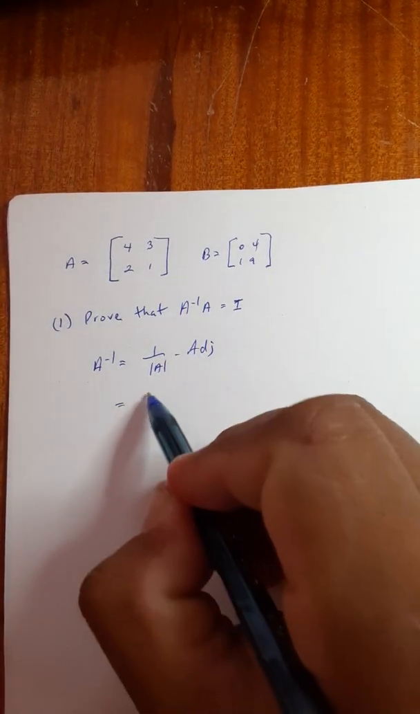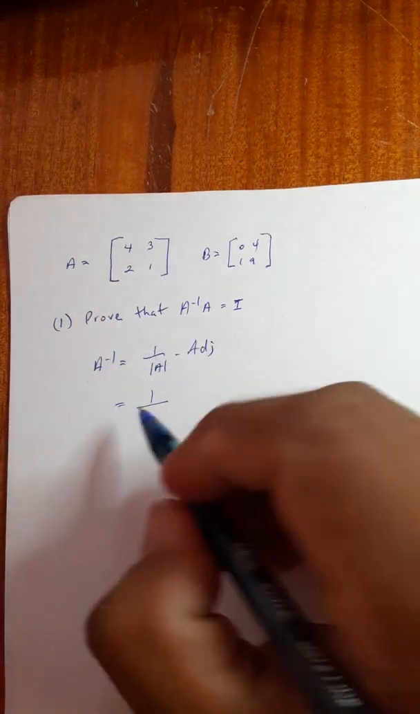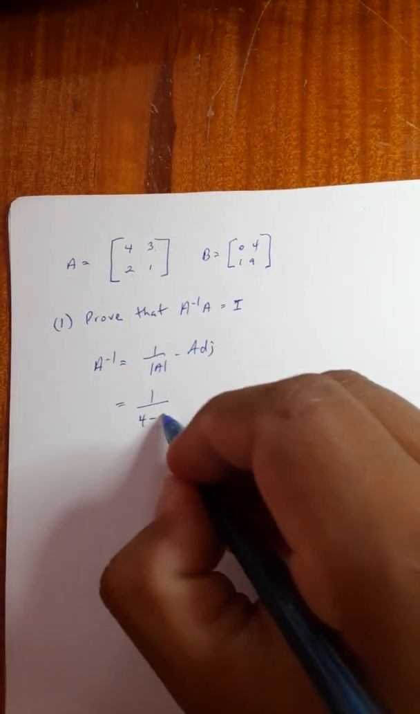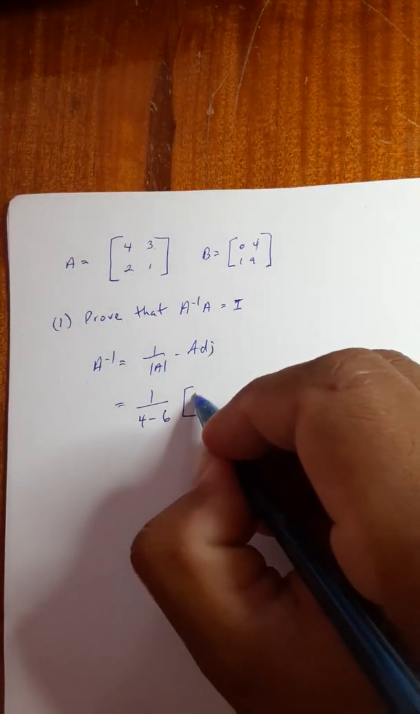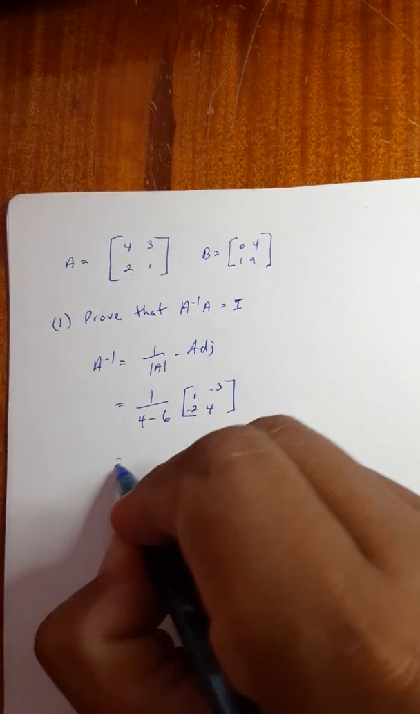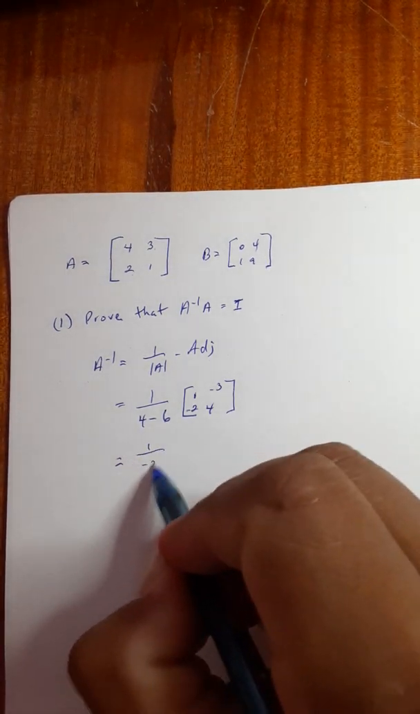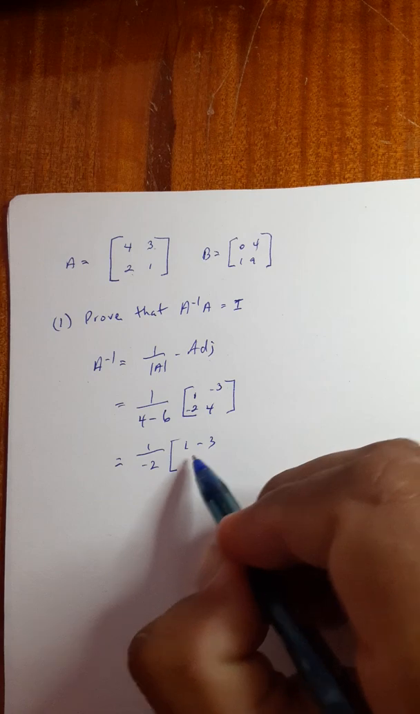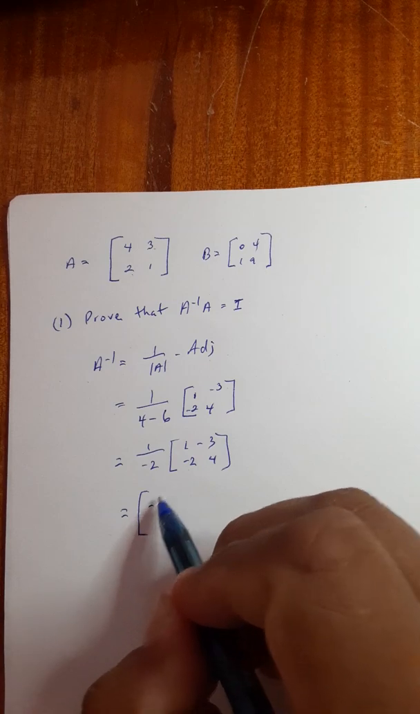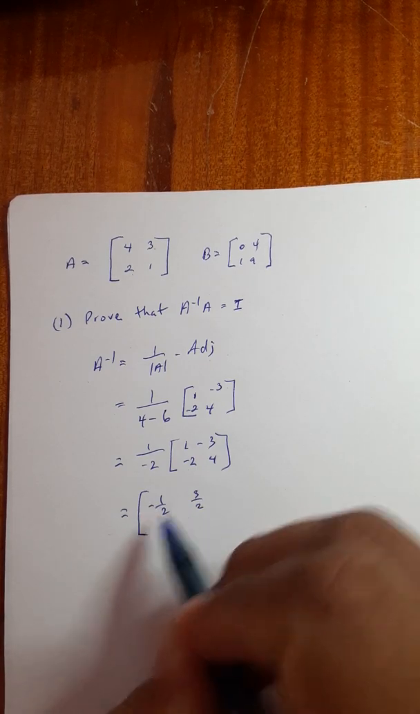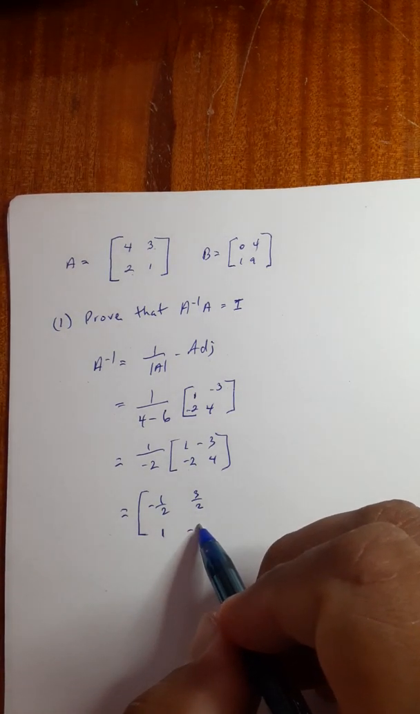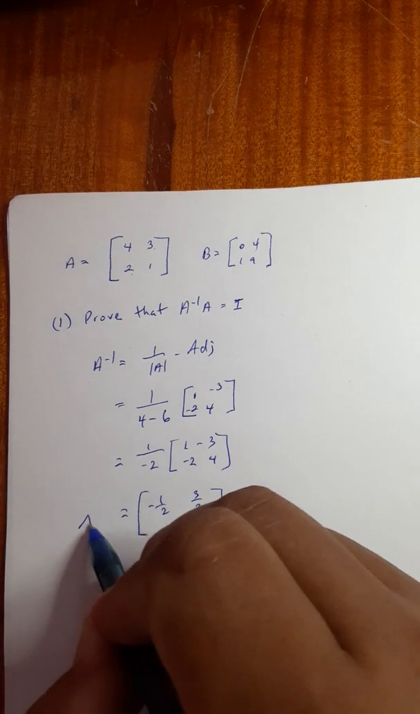So 1 over the determinant: 1 over 4 times 1, which gives me 4, minus 3 times 2, which gives me 6, over the adjoint. So we swap the leading diagonal and multiply the others by negative 1. So this will give you 1 over negative 2, brackets, negative 3, negative 2, and 4. So my inverse will be negative a half, 3 halves, positive 1, and negative 2. So this is my inverse.